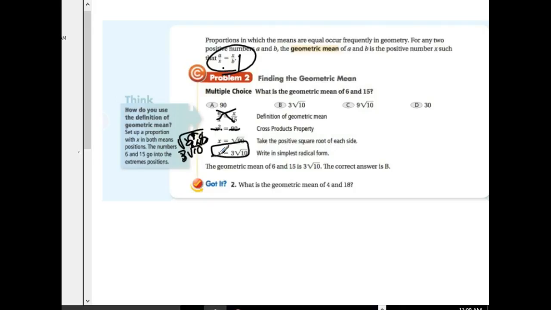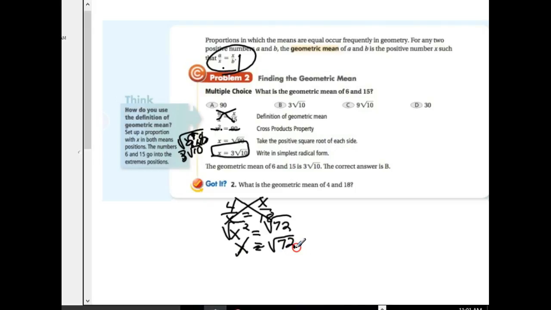Okay? So let's try the got it. What is the geometric mean between 4 and 18? Again, you would set it up as 4 is to x as x is to 18. This is just the way you find a geometric mean. We'll use this later in the chapter to help us with real geometry problems. Again, if I cross multiply, x times x is going to be x squared, and 4 times 18 ends up being 72. Now, we're going to take the square root, so x is going to end up being the square root of 72.